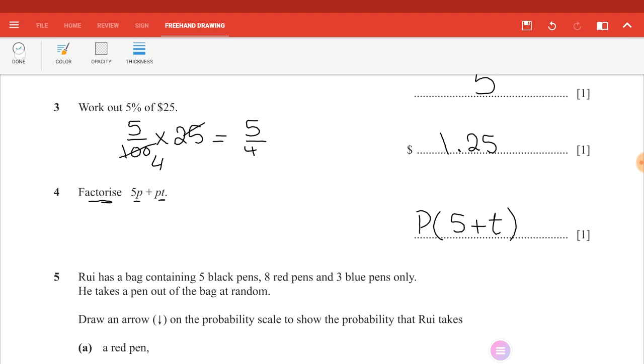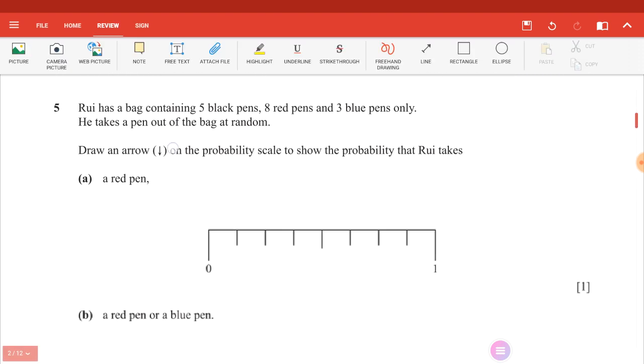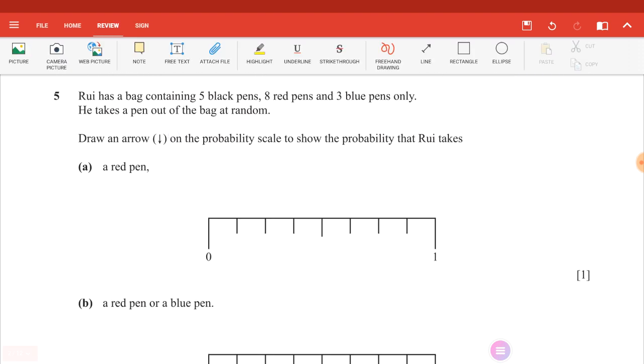Number 5, Ray has a bag containing 5 black pens, 8 red pens, and 3 blue pens only. He takes a pen out of the bag at random. Draw an arrow on the probability scale to show the probability that Ray takes, letter A, a red pen.